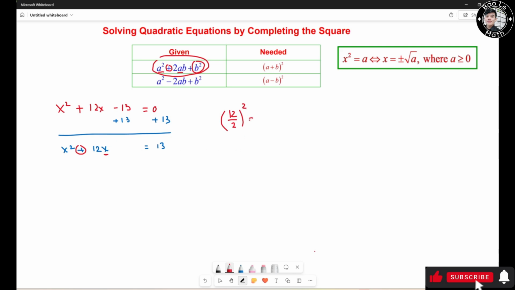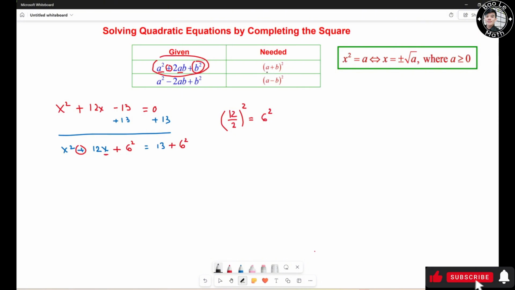Now I need to simplify this. 12 divided by 2 is 6, right? So I put 6 squared right here. So I add 6 squared. Now you just literally add 6 squared on the left hand side. You need to do the same thing on the right hand side, so the equation doesn't change, right? Now we just end up with 3 terms right here.